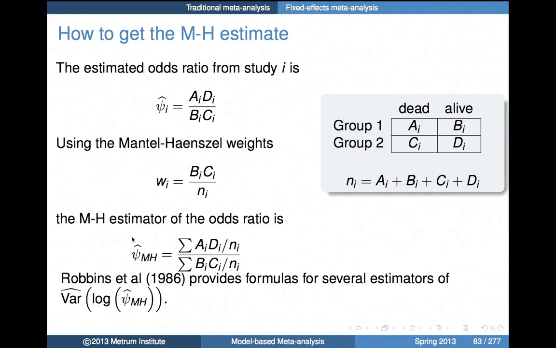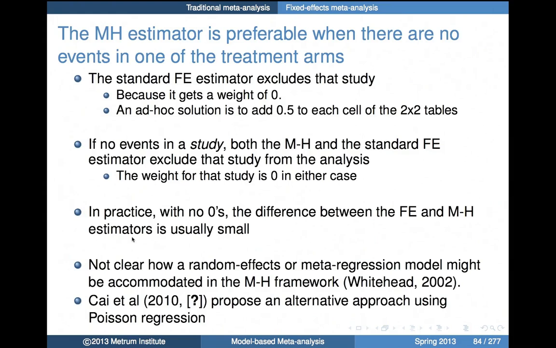There are several different estimators for the variance of the log of the Mantel-Haenszel odds ratio. I'm not going to go into them here because we're not going to spend much time thinking about the Mantel-Haenszel estimator. But you can derive those in several statistics packages, and we'll provide those for you. But there are some cases where the Mantel-Haenszel estimator is actually the one that you would want to use.